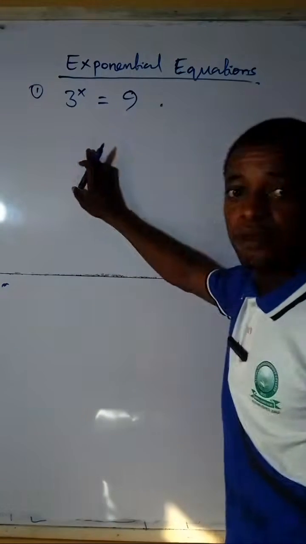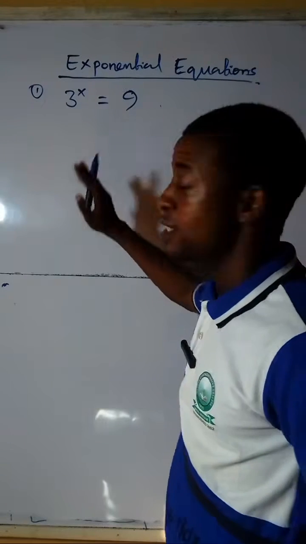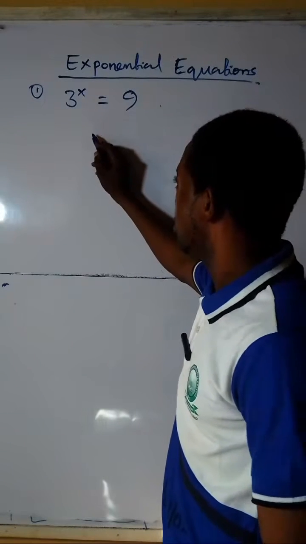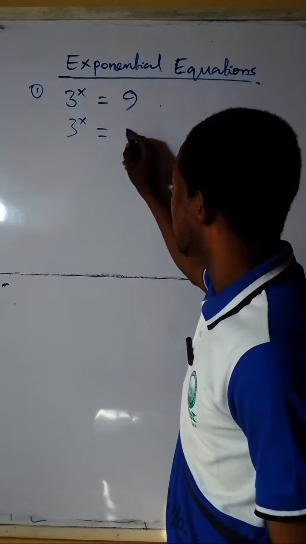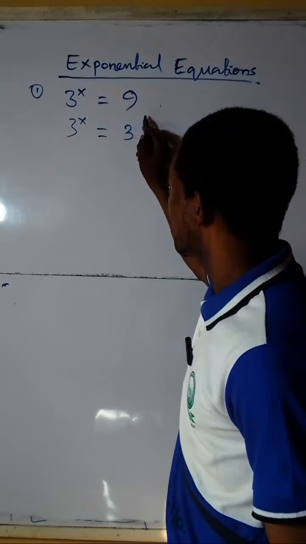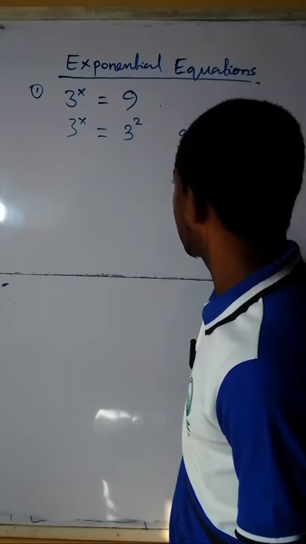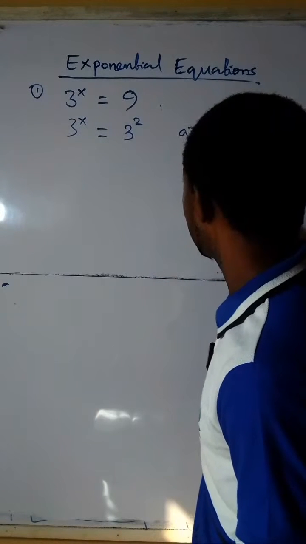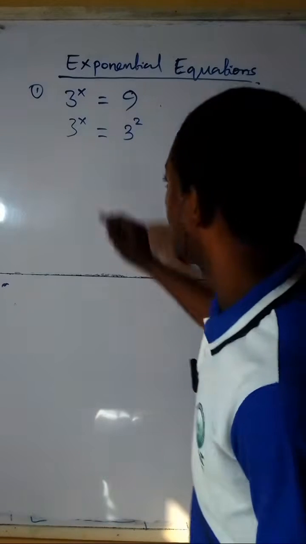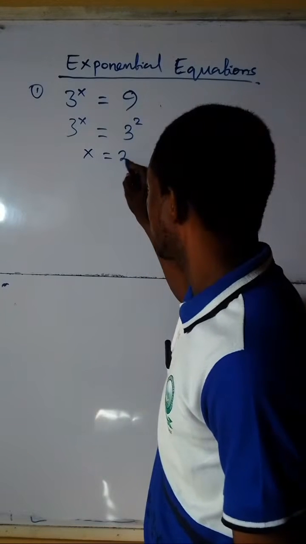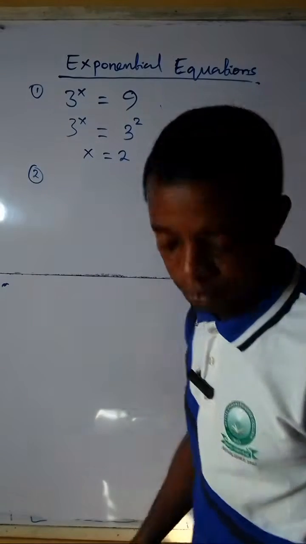From here, we can find x by making the two sides to have the same base. That is, here we have 3 raised to power x equals to 9, which can be written as 3 squared. That is 3 times 3, that's 9. And here we have the same base. When we have a raised to power m equals to a raised to power n, this is the same thing as m equals to n because the bases are equal. So here we have x equals to 2 on this side. So that is that.